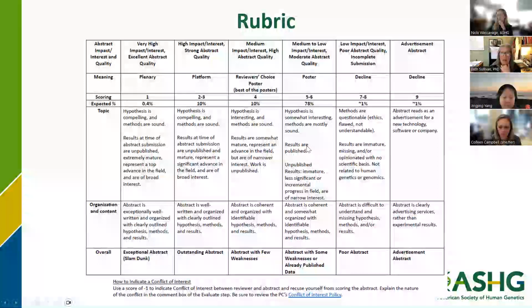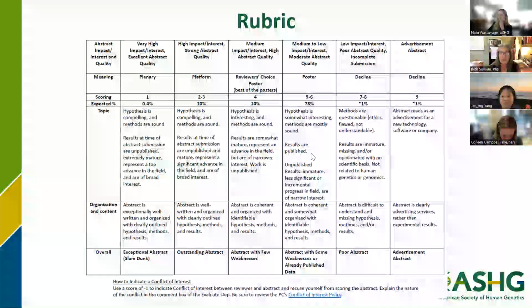Did you want to clarify something here too in 5 or 6? And Beth, correct me if I'm wrong, because we say results are published, but then we also say unpublished results. Right. It's either the results are published or they are unpublished, but they're immature, less significant. And that can fall into both areas here for the poster scoring. Yep. That's right. Yeah, you said that exactly right, Nikki.